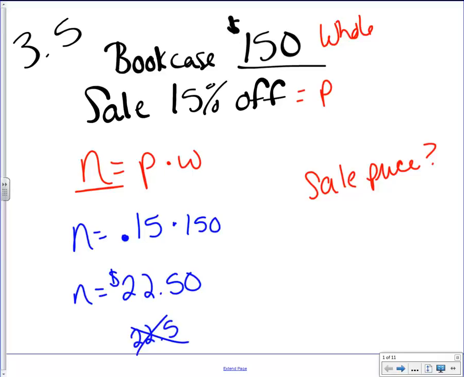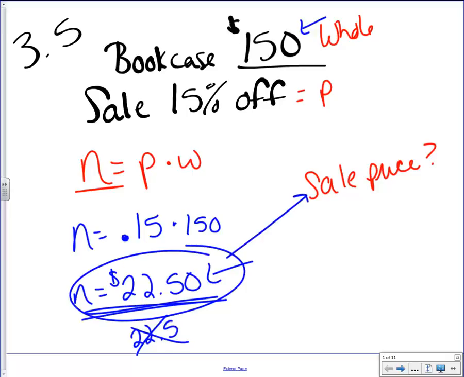So what I want to ask you is, what did I just find? Does it make sense that this is how much the bookcase now costs when it's on sale? $150 down to $22.50. Is that what our sale price is? Or is this something else? Well, I want to tell you that this is something else. This is how much the price is discounted. That's the percent. Remember we used to do a percentage of a tip, and we found the tip. Now we're doing the percentage off, and so we're finding the dollar amount that is off.